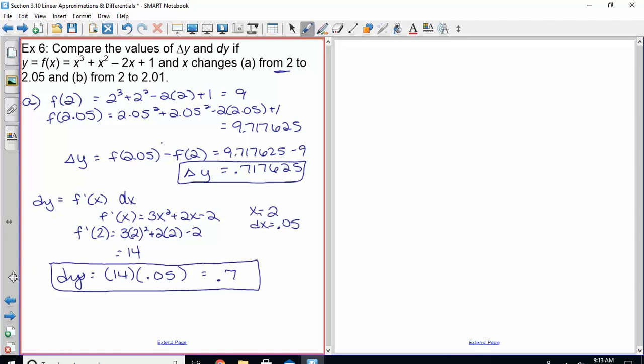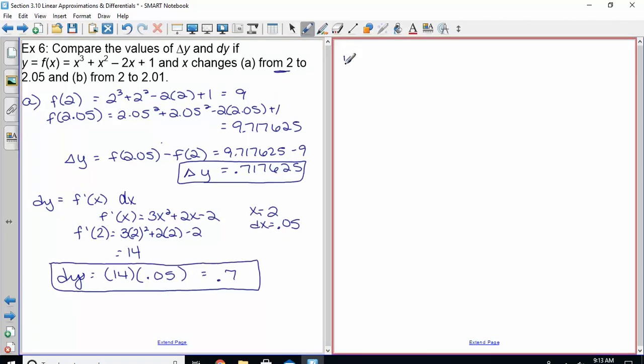Let's do it again. This time I want to look at it changes from 2 to 2.01. So we need to figure out what we get if you plug 2.01 into the original.